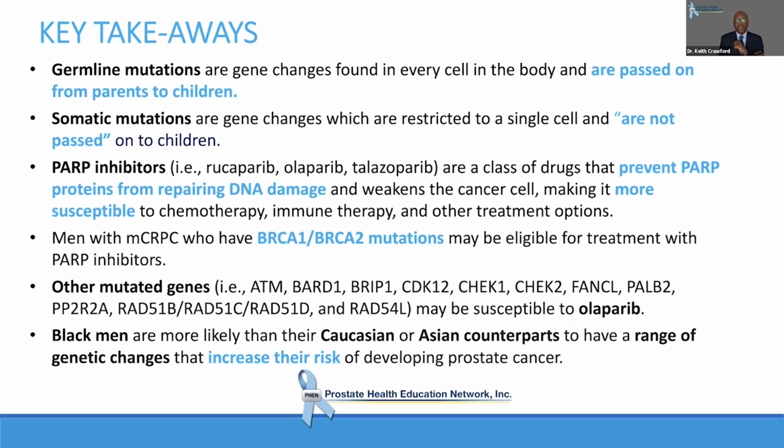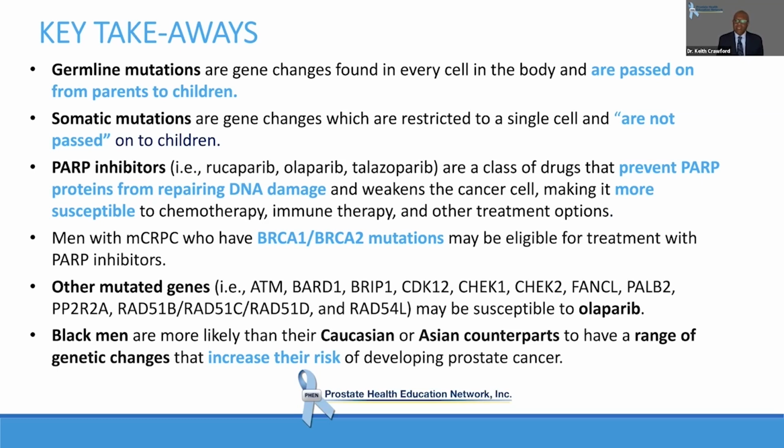So our takeaway: germline mutations are gene changes found in every cell in your body and are passed on from parent to child. Germline, passed on from parent to child. Somatic mutations are gene changes which are restricted to a single cell and are not passed on to their children. PARP inhibitors are a class of drugs that prevent PARP proteins from repairing the DNA damage and weaken the cancer cell, making it more susceptible to chemotherapy, immunotherapy, and other treatment options.